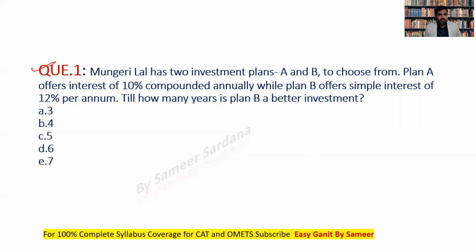Here's question number one. It says that Mungeri Lal has two investment plans, A and B, to choose from. Plan A offers interest of 10% compounded annually, while Plan B offers simple interest of 12% per annum. In how many years is Plan B a better investment?